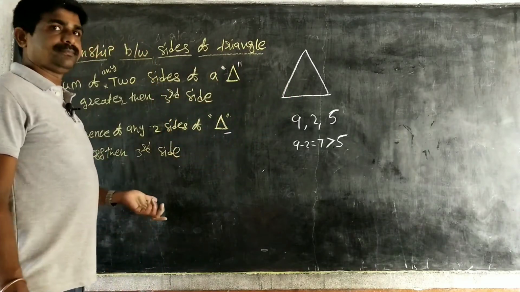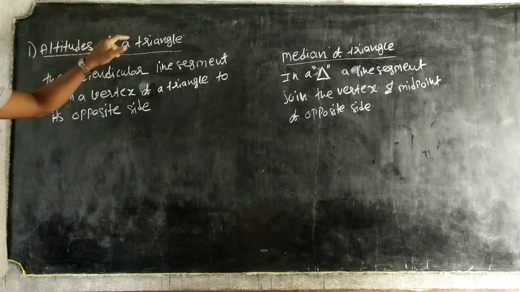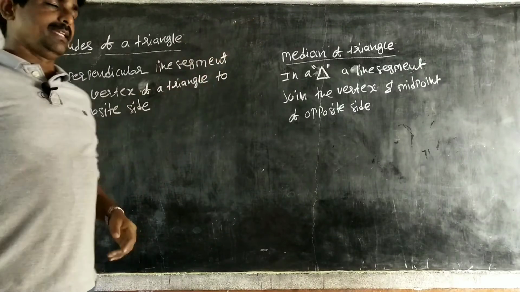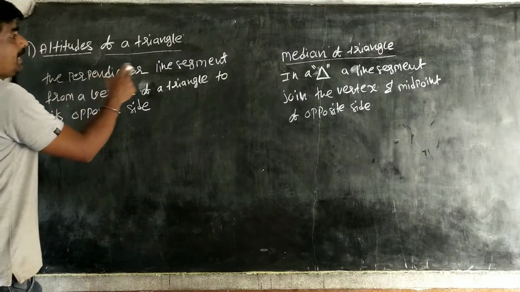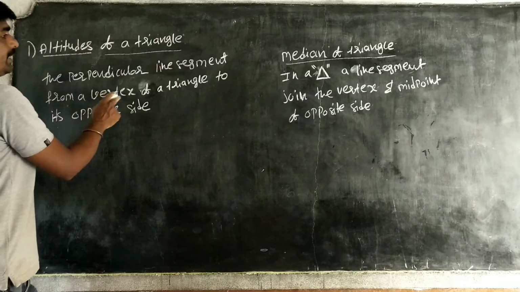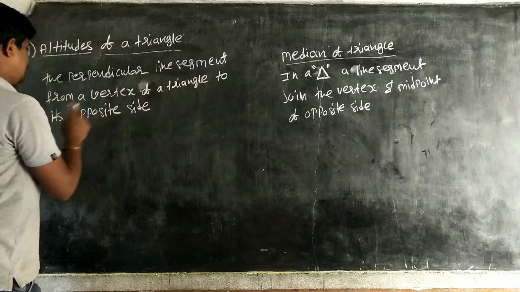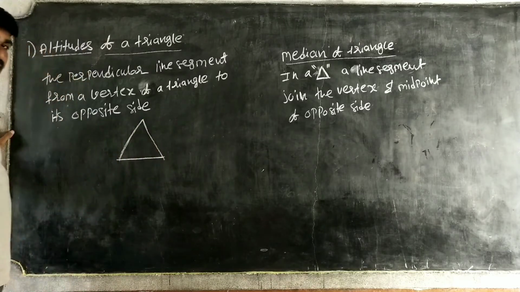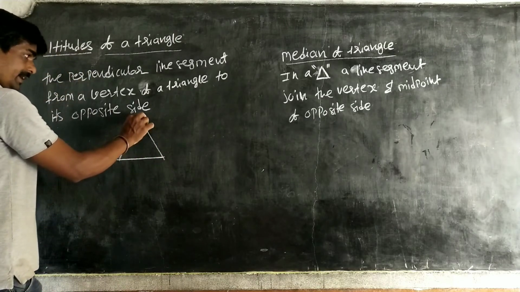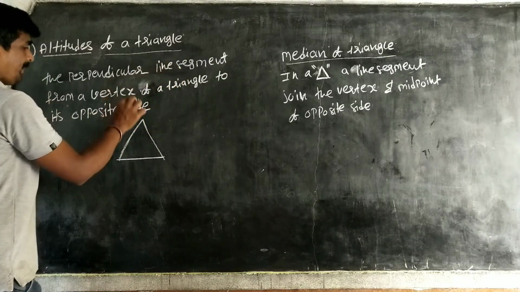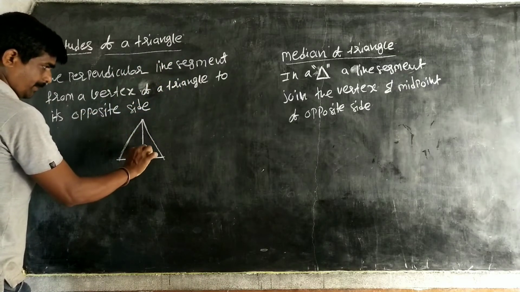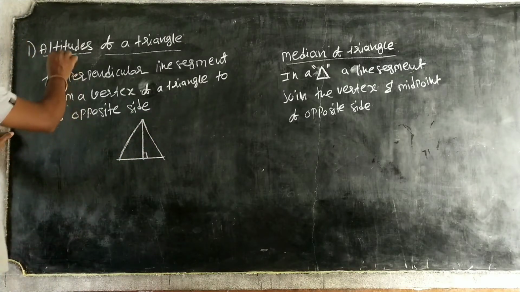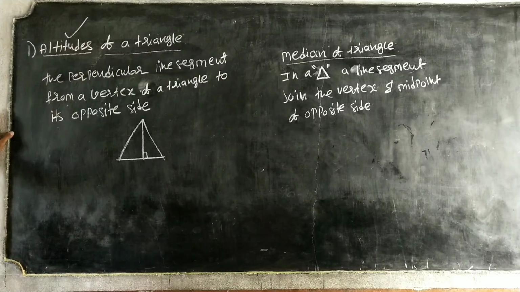Next, altitudes of a triangle and median of a triangle. What is an altitude? What is a median? Altitude means a perpendicular line segment from a vertex of a triangle to its opposite side. Now I draw a triangle. From this vertex there is a perpendicular line, vertex to perpendicular. This is called an altitude.